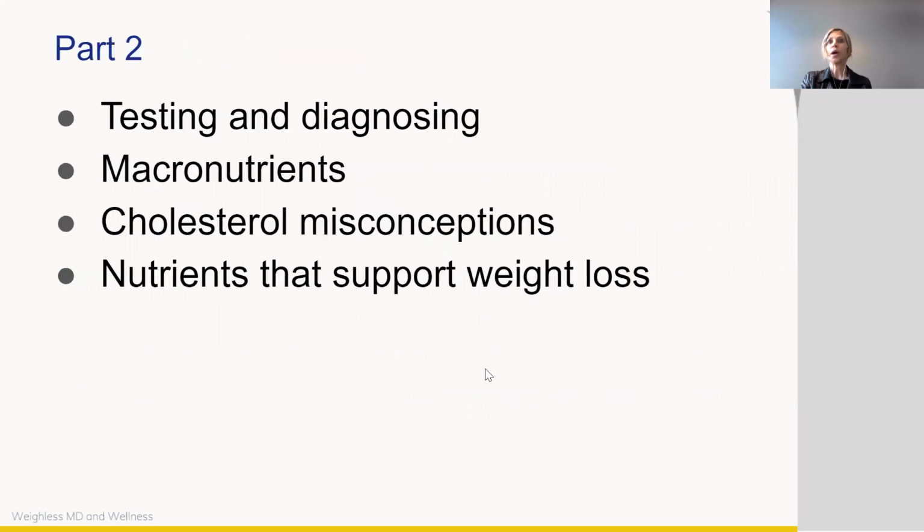So that wraps up part 1. In part 2, I'm going to talk about testing and diagnosing certain conditions, metabolic conditions. We're going to dig deeper into the macronutrients, so the carbohydrates, proteins, and fats. I am going to talk about cholesterol and its misconceptions and nutrients that support weight loss.